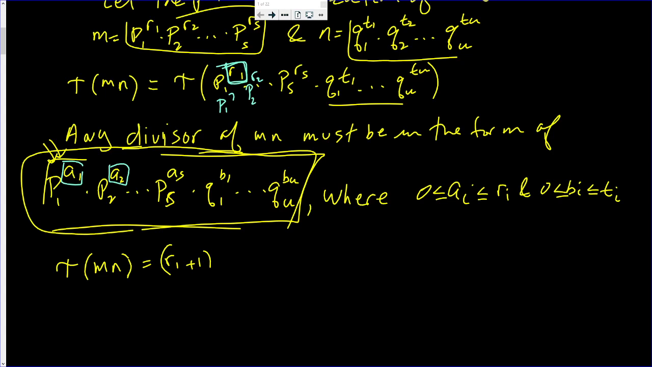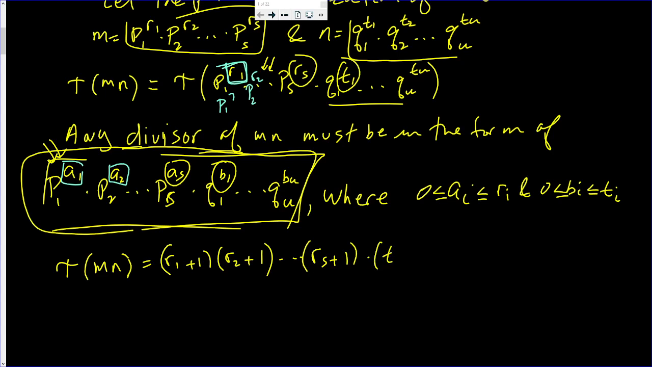For a sub 2, which is coming from p sub 2, r sub 2, we are going to pick from r2 plus 1 possibilities. How many possibilities for a sub s? It's going to be r sub s plus 1, times how many possibilities for b1? Well, it's going to be t1 plus 1. How many choices for b sub u? It's going to be tu plus 1 choices. This is exactly what tau of mn is.